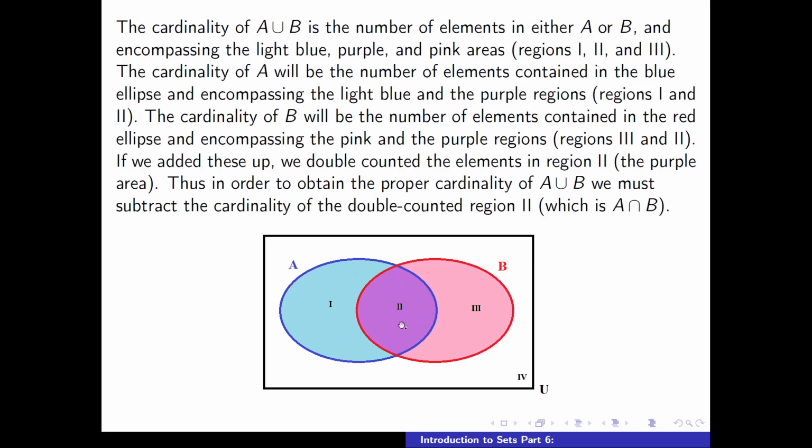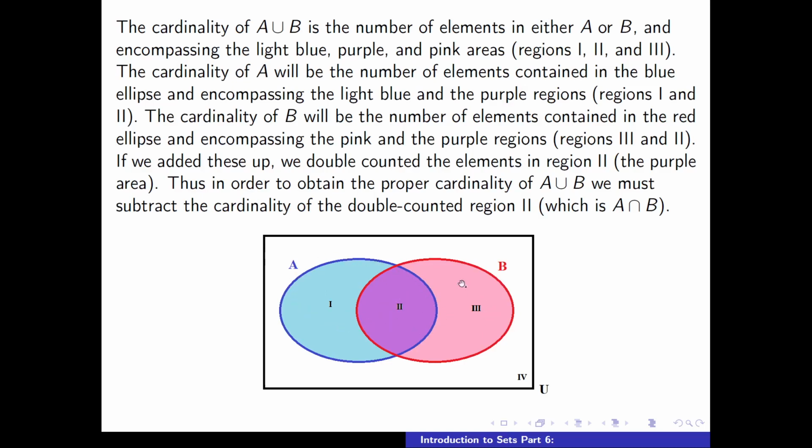So if I add the number of elements in A to the number of elements in B, we double counted this region 2. These elements are in both A and B, so we counted them twice. And so that's why we need to subtract that extra region, the purple region that got counted twice. Because remember, these are all disjoint, so I can add up region 1 plus region 2 plus region 3.